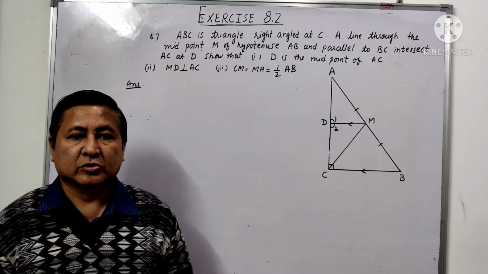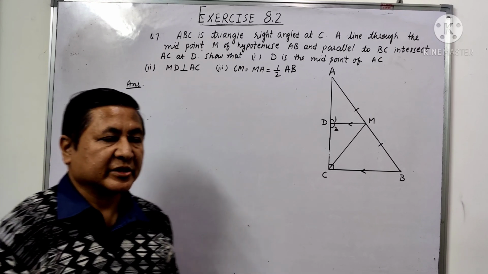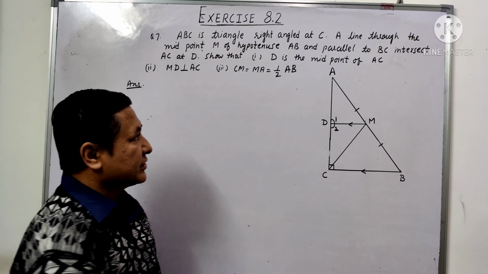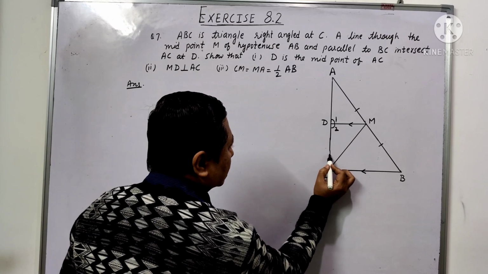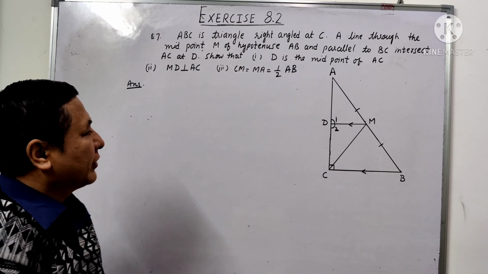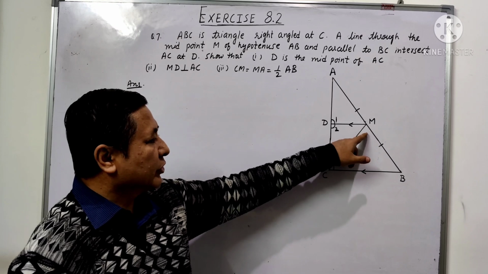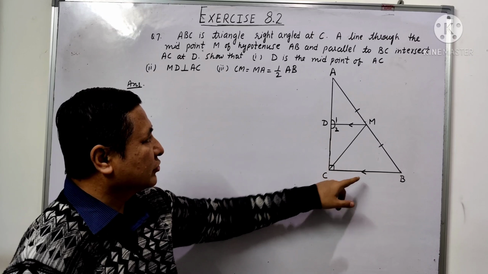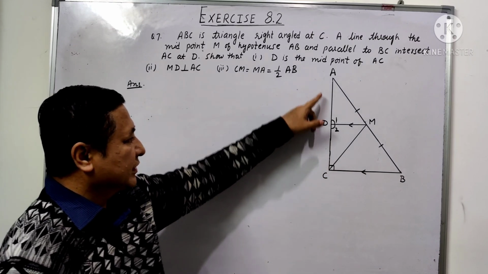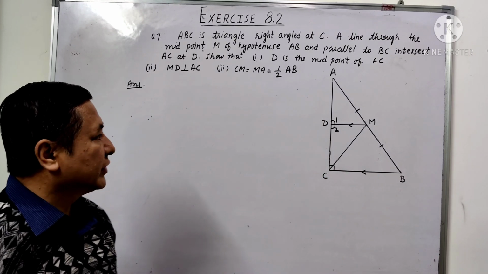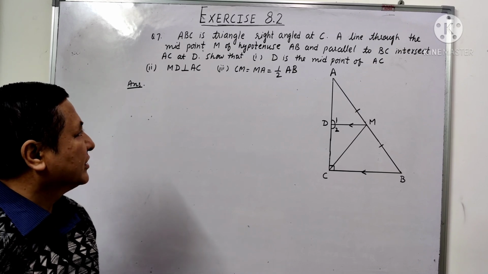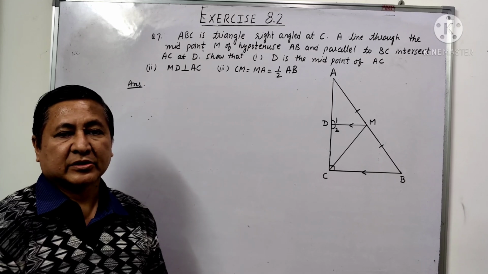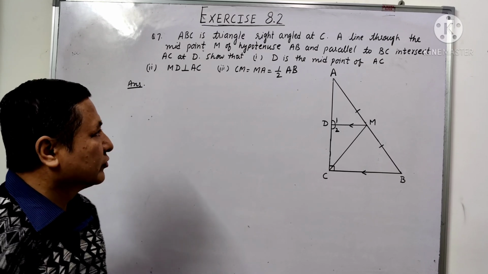Now let us solve question number 7 and last of this exercise 8.2. ABC is a triangle, right angle at C. A line through the midpoint of hypotenuse AB, M is the midpoint of the hypotenuse AB, and parallel to BC. So MD is parallel to BC. It intersects AC at D. We have to prove that D is the midpoint of AC, MD is perpendicular to AC, and CM is equal to MA is equal to half of AB. So we have to prove three things.